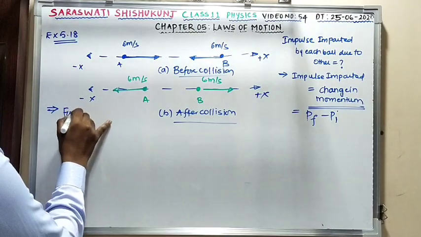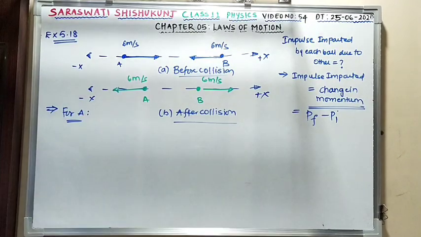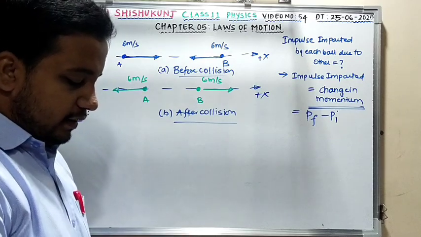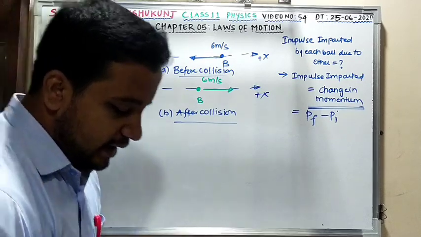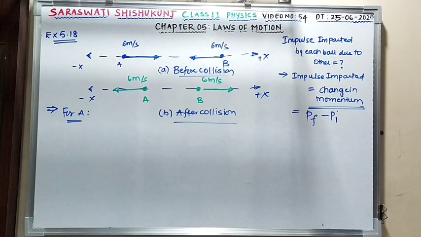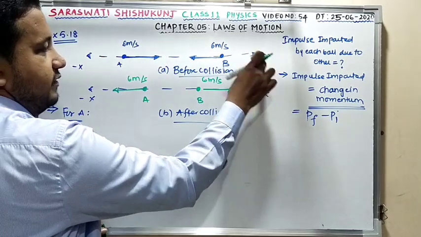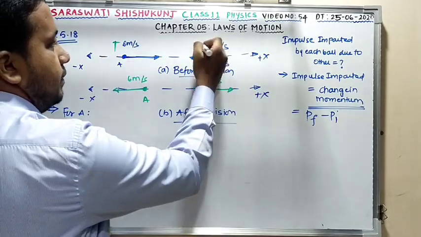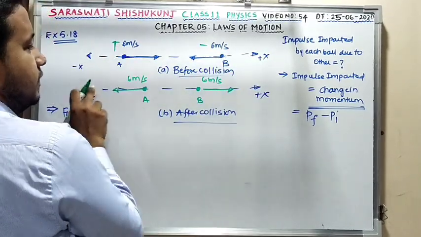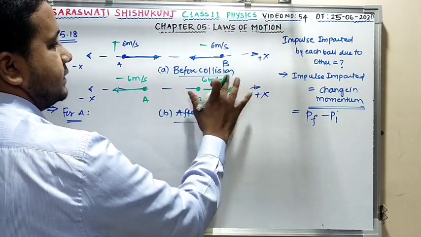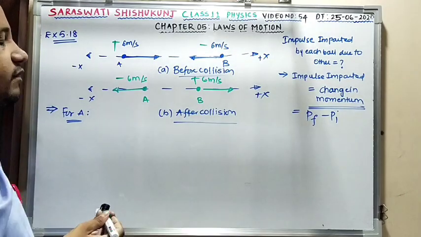Now we are taking ball A. Ball A we are considering. Now one thing I want to tell you: from the diagram itself I can make out which velocity I need to consider positive, and which other to be negative. So this is moving in positive x-axis, so this is plus 6. Minus 6, negative x-axis. Positive axis, plus 6. Clear perfectly from the diagram?